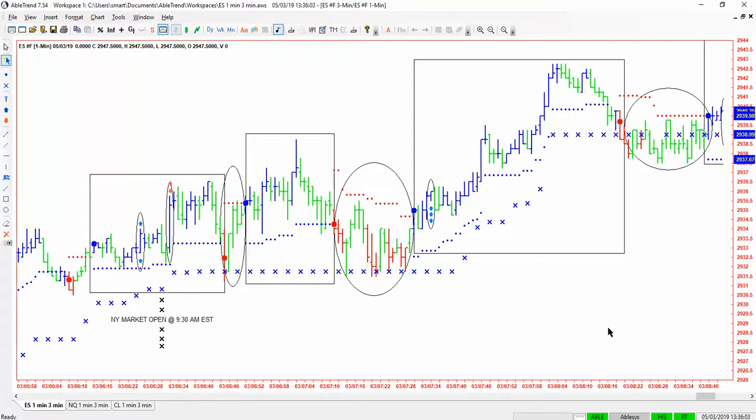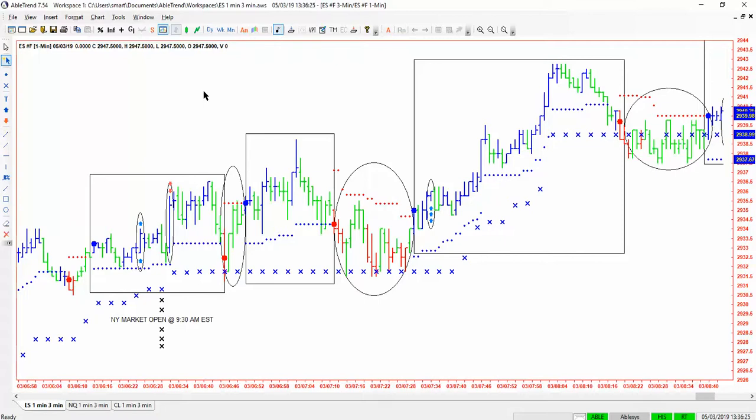Okay, we're going to take a look at some Abletrend charts. And we're going to start with the ES, which is the E-mini S&P. We know that that's the contract we're looking at, because if you see my pointer up in the upper left hand corner, it says ES, that's the E-mini S&P. That is a futures contract that falls under futures. That does not fall under stocks or Forex.